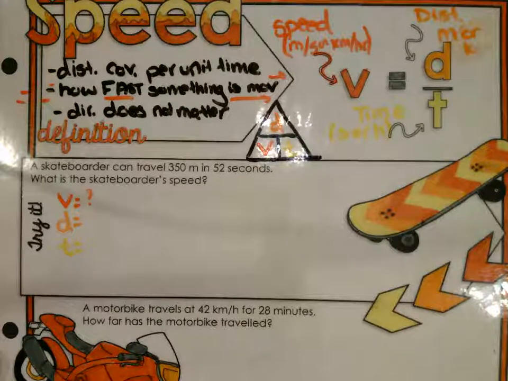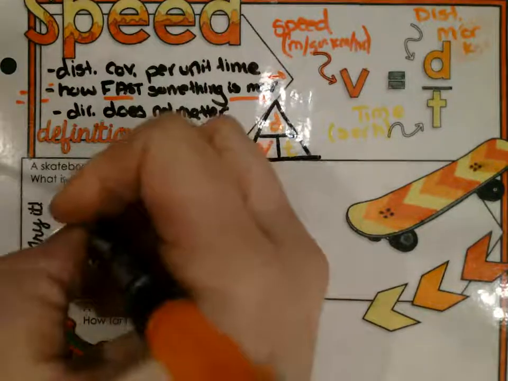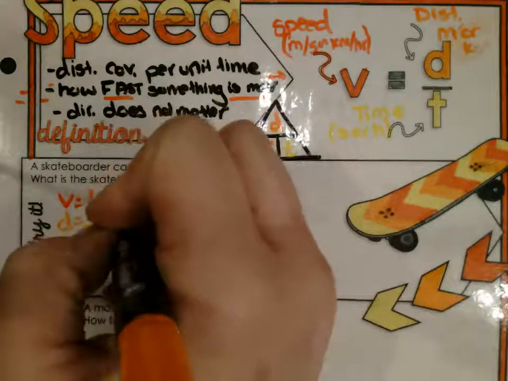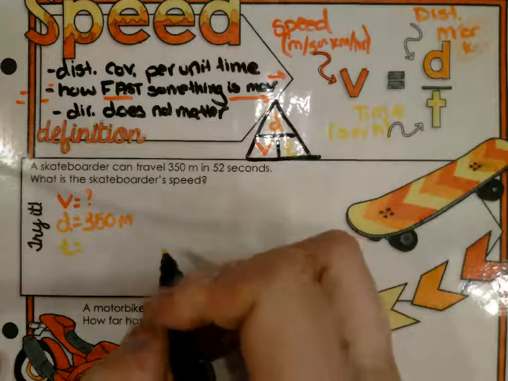It says the skateboarder can travel 350 meters. So that's my distance. I'm going to put that next to D. And it says that skateboarder has a time of 52 seconds.